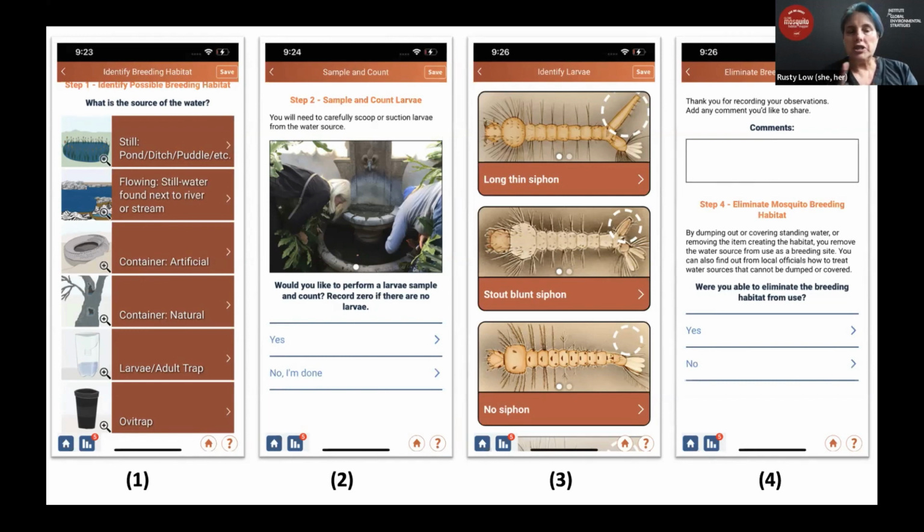But no matter which step you end up at, whether you end at 1 or 2 or 3, you always do step 4. And there you're asked, are you able to eliminate this breeding habitat from use? Can you dump out the water? Can you throw away the trash? Can you cover the barrel? And we're collecting that data as well. This is one reason why people that work in vector-borne disease are so excited about this app.